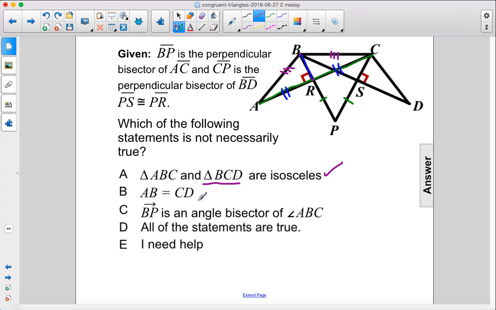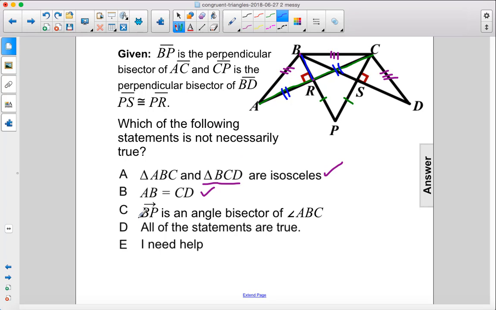Moving on, AB equals CD. Well, here we have this length, which is equal to this length, and because this is also an isosceles triangle over here, we know that this length is equal to this length over here, so this line is also congruent to the first line. So that is true because of the congruent segments definition. Because they're congruent segments, they all have equal length.